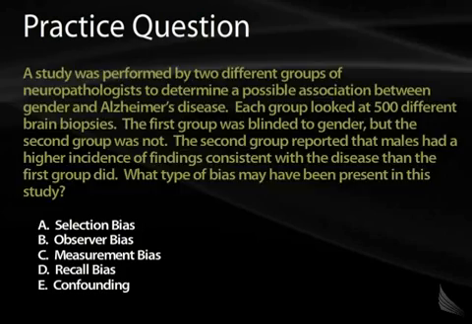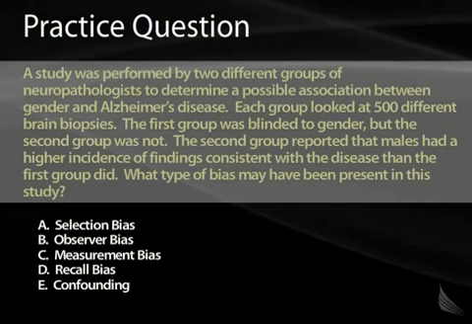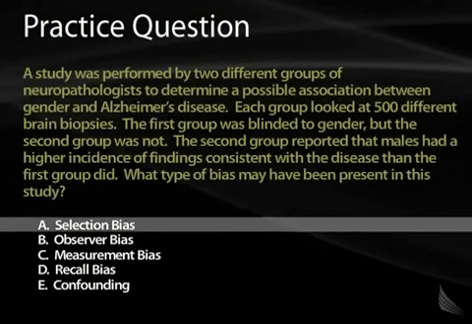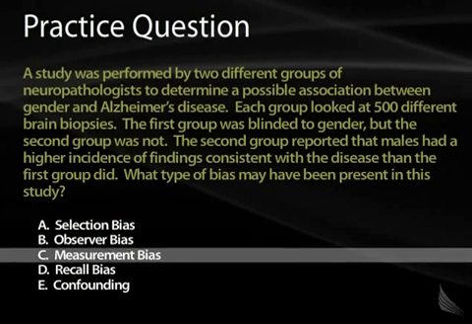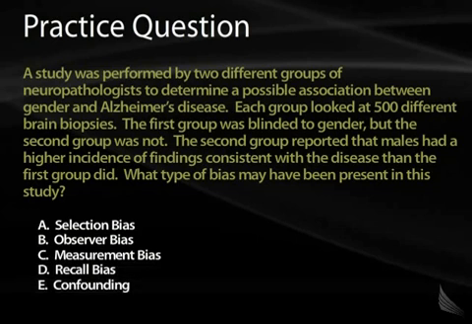Next question. A study was performed by two different groups of neuropathologists to determine a possible association between gender and Alzheimer's disease. Each group looked at 500 different brain biopsies. The first group was blinded to gender, but the second group was not. The second group reported that males had a higher incidence of findings consistent with the disease than did the first group. What type of bias may have been present in this study? Selection bias, observer bias, measurement bias, recall bias, or confounding.